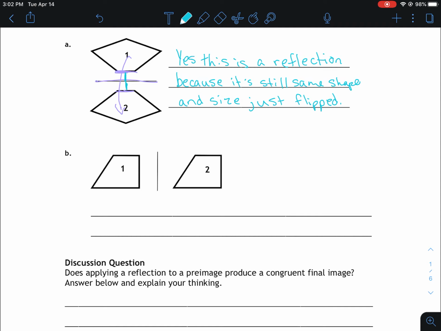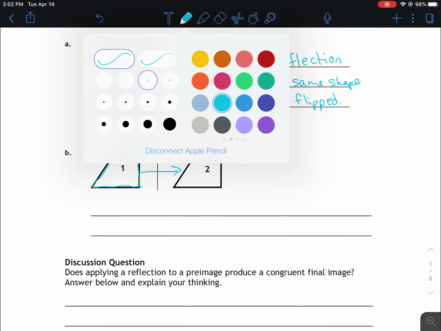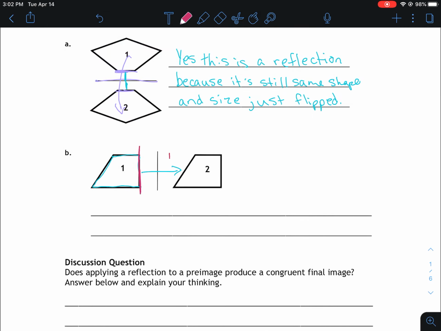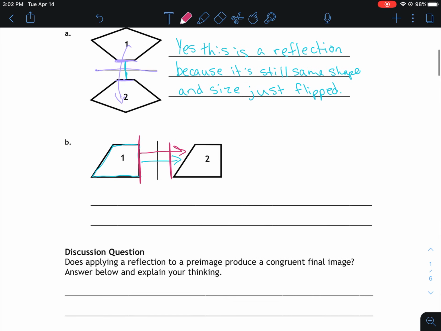All right. So now when we look at letter B here, this image right here is a shape. To get to this image over here, it would have to flip over it, which would mean that this side right here would have to be right here. And it is not. What happened is it actually slid over. So it actually performed a translation. So for this, we're going to say no. This is a translation.